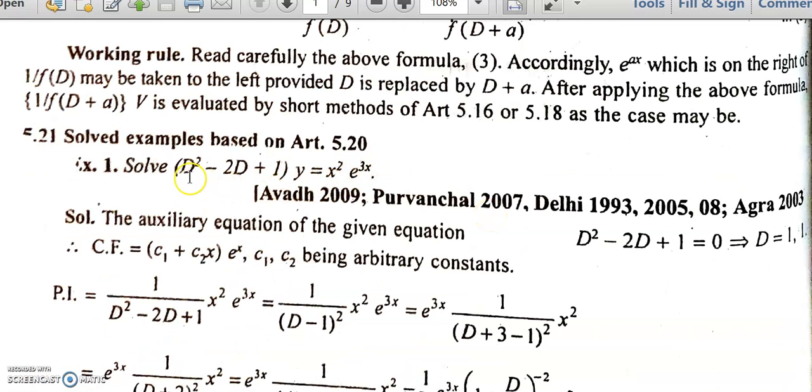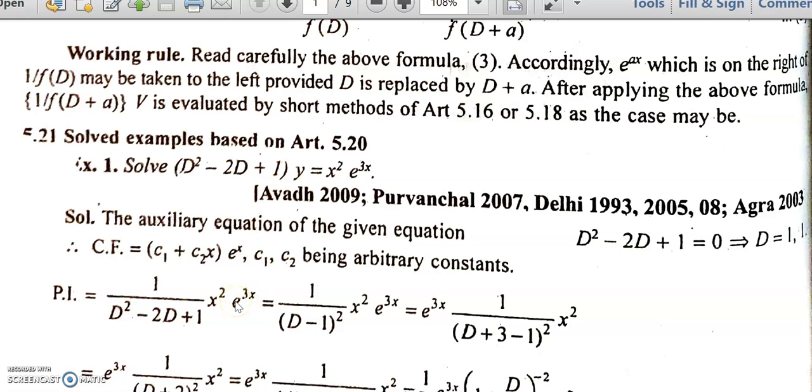Okay, so basically (D square minus 2D plus 1) y equals x square e to the power 3x. So e to the power 3x is our exponential function and x square is our algebraic function, right? So the auxiliary equation gives D equal to 1 and 1, as you know. So the same root, so the complementary function is (c1 plus c2x) e to the power x, where c1, c2 are arbitrary constants, and the particular integral is 1 by (D square minus 2D plus 1) operating on x square e to the power 3x.